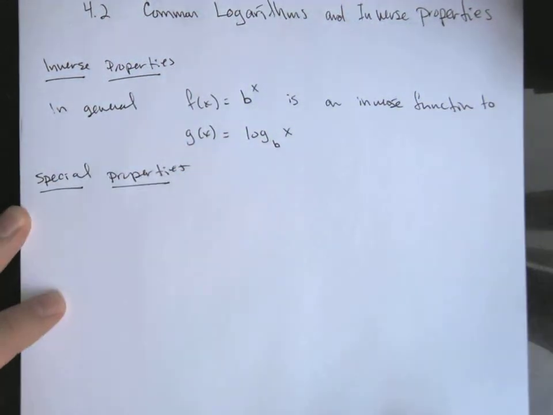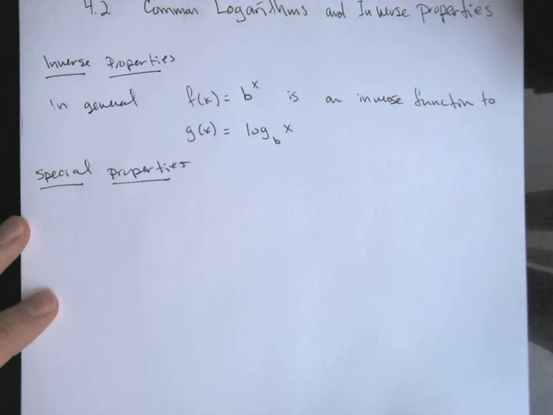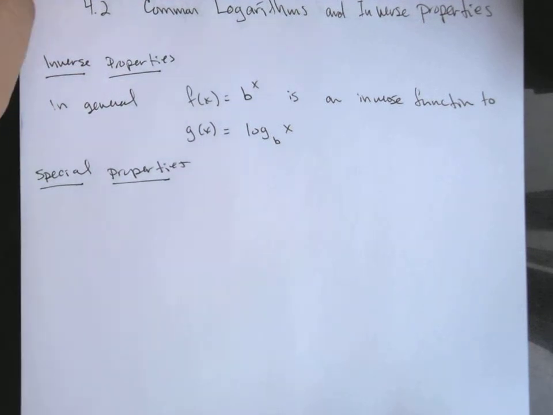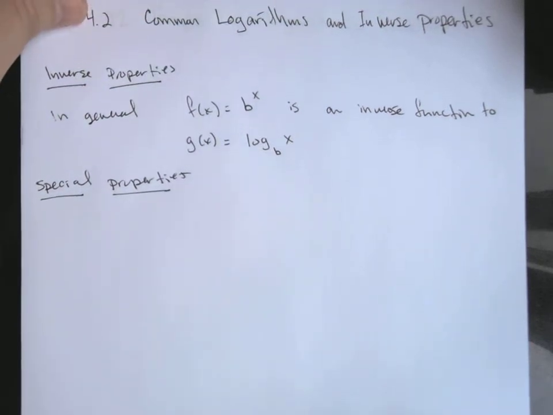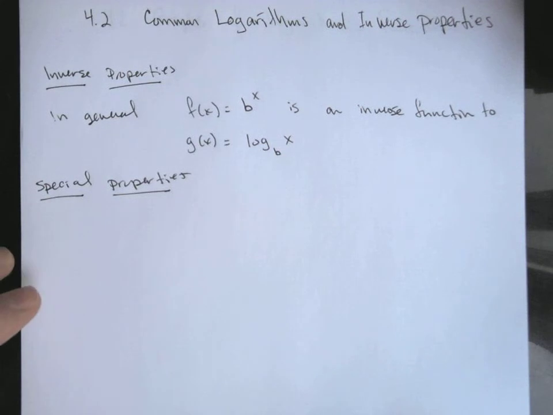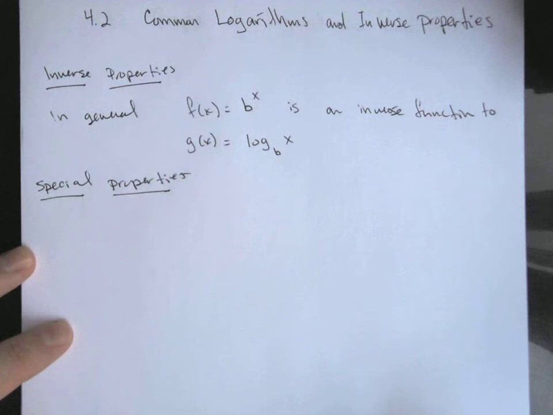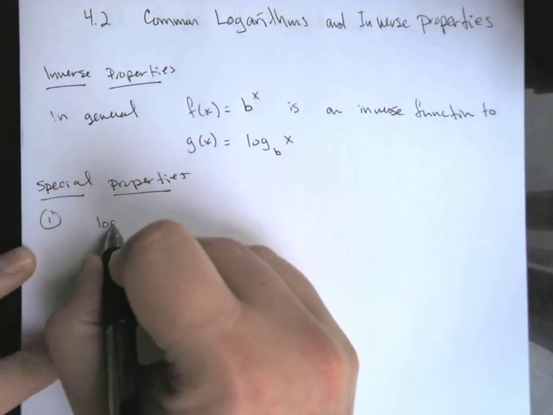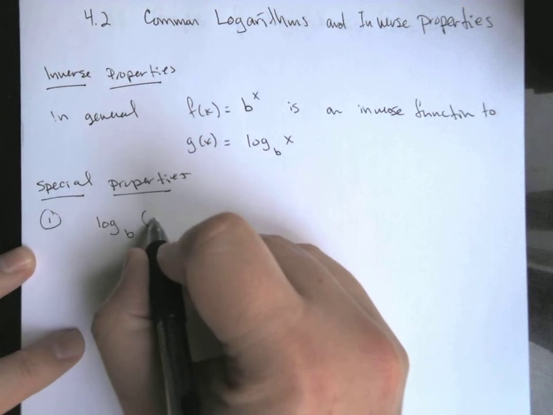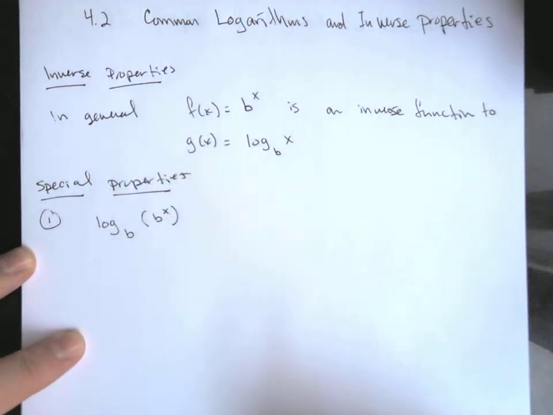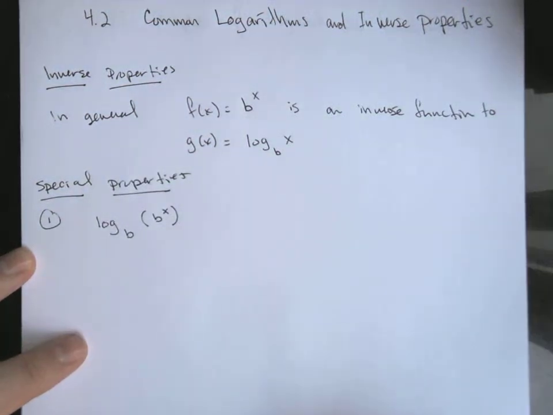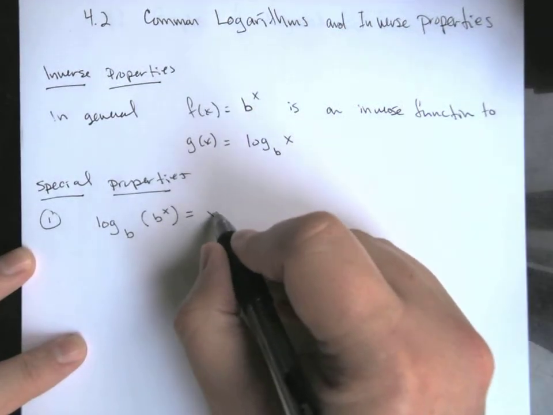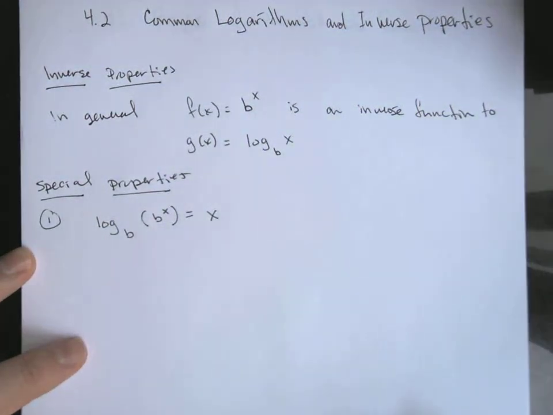where if we combine logarithms with different exponential setups, the log and the exponential aspect end up canceling each other out. So special property number one is going to look like if we do the log base b of b raised to the x. What happens here is the logarithm and the base value b end up canceling each other out, and we're just left with the x that's in the exponent.